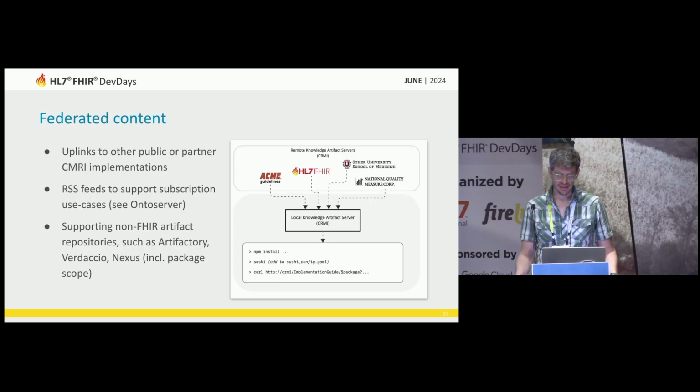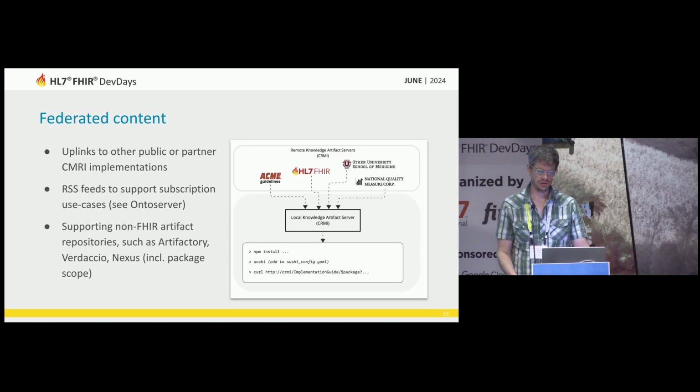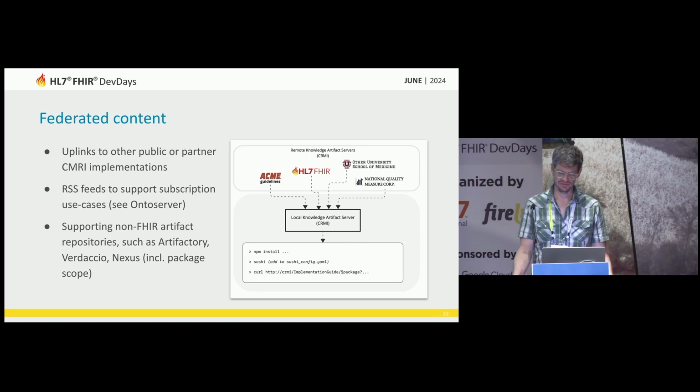So, federated content. I'm doing a little birds of a feather talk tomorrow, and it's actually kind of funny, but I'll talk about that tomorrow. But in this case, you might have different upstreams. It could be the official HL7 FHIR packages, or you might have a trading partner or some national quality measure organization where you would want to have the ability to uplink.